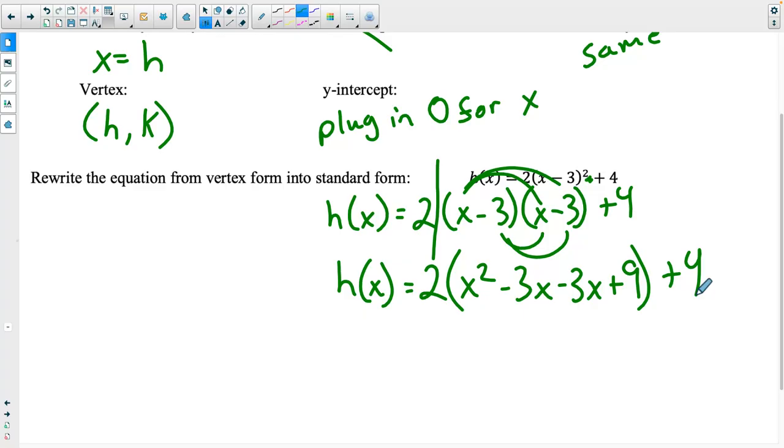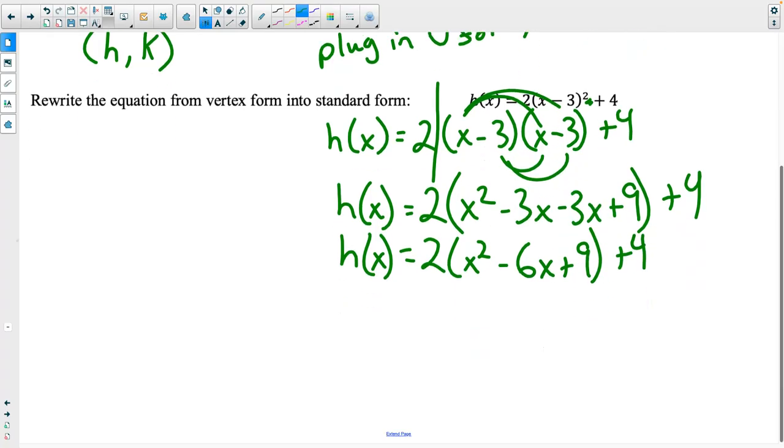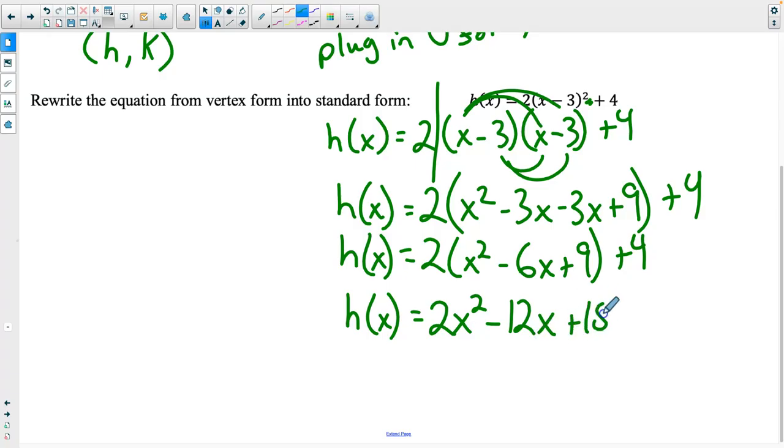Now, the mistake I see people make is they get to here and then they take that 2 and they start running across. Don't do that. If you can simplify, always simplify. I know it takes another line of work. You have an eraser, you can also do that. So I'm going to get 2 times x squared minus 6x plus 9 plus 4. Then we go and we distribute 2. So we got 2x squared minus 12x plus 18.